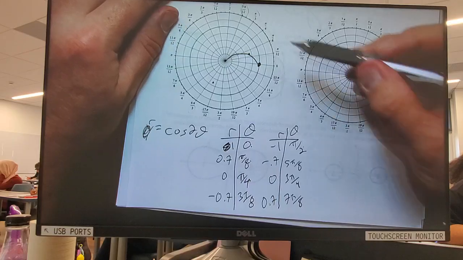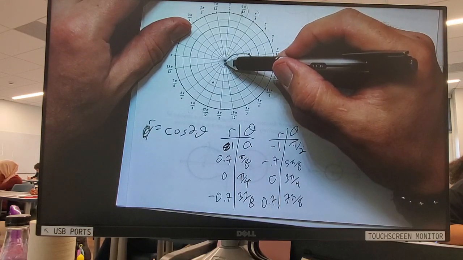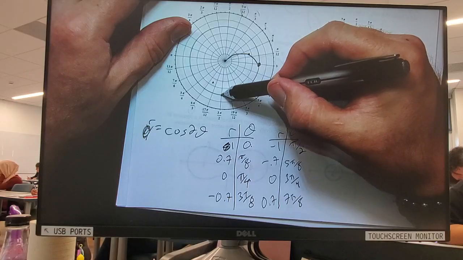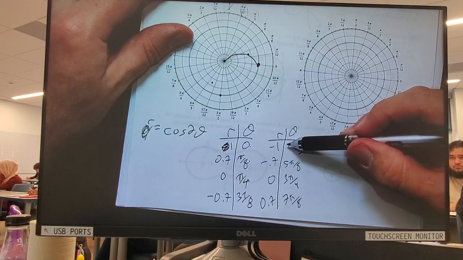Then at pi over 2, I'm going to go negative 1. That's nice. Thank you, pi over 2. I'm going to go out negative 1, which is way back here. I'm going to look at pi over 2, and I'm going to go back 1.